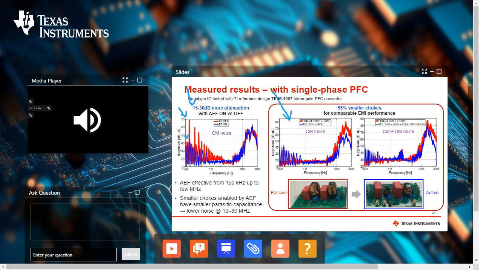In the middle, the EMI performance from 150 kilohertz to 3 megahertz is maintained while reducing the common mode chokes by 55% in size with the addition of AEF IC. In this example, two 12 millihenry chokes are replaced with 1 and 4 millihenries. You may also note that when the chokes are reduced, you will see lower EMI at the 10 to 20 megahertz range. This second order benefit is due to the lower parasitic capacitance of the smaller chokes.